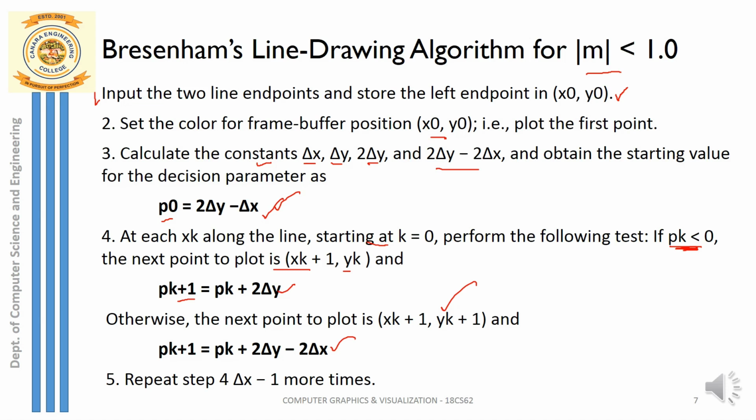And now once you're done with this, you have to continue with this algorithm. You have to repeat this step. Which step? This fourth step you're supposed to repeat until you reach the last end point. So as you all know, the extreme rightmost point, until you reach this rightmost point, you're supposed to repeat this fourth step. So these are the 5 steps that you're supposed to follow in Bresenham's line drawing algorithm.